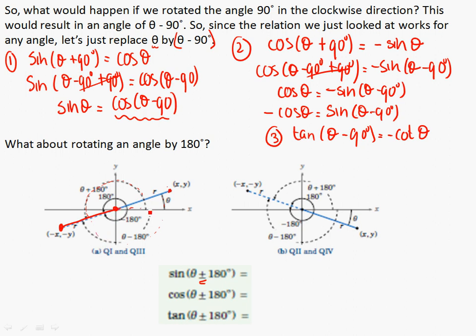Well, if from here to here is x, then from here to here must be a negative x, right? And if from here to here is y, then from here to here must be a negative y. So that's where the negative x and the negative y come from. And that's pretty much all I really need, because now I can look at the first one first.